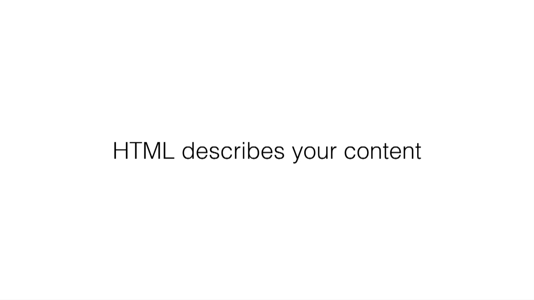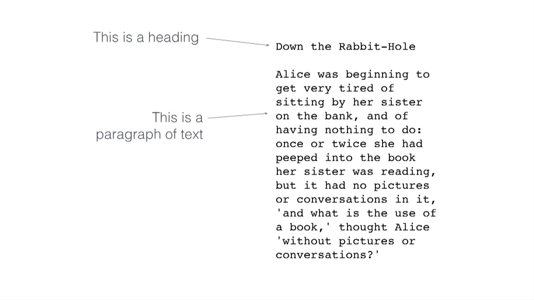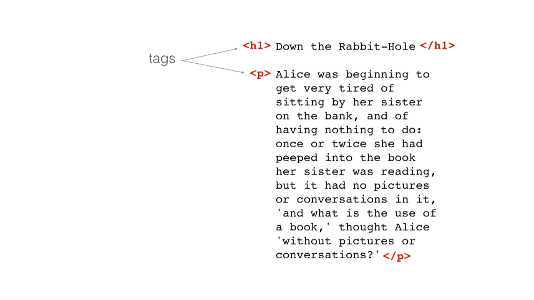HTML is a markup language for describing your content and telling both computers and humans what kinds of content your document contains. You mark up parts of the document to say this is a section heading and this is a plain text paragraph. You do this by wrapping each piece of your content in tags. Here are some examples of tags.